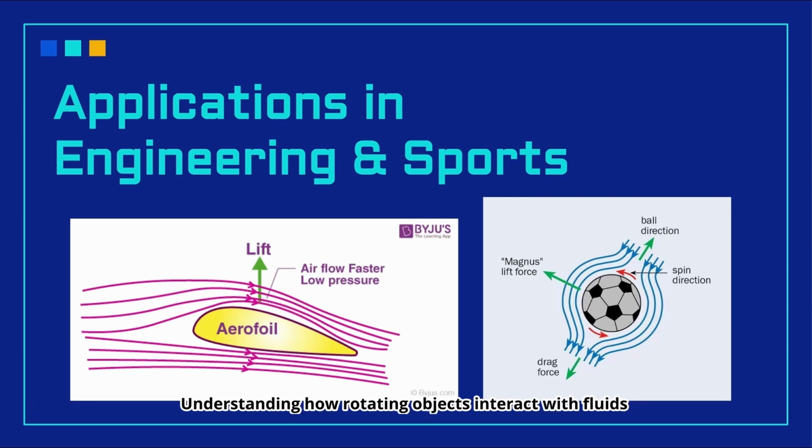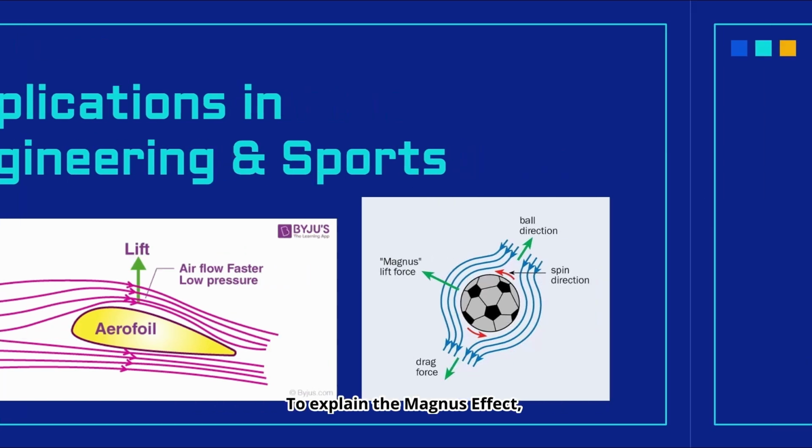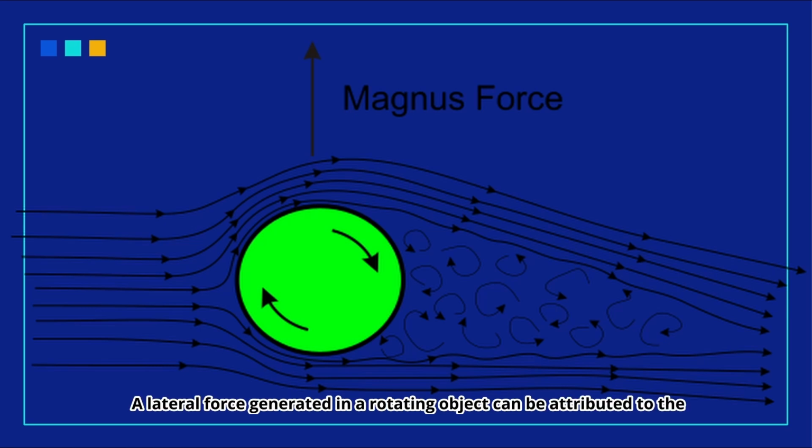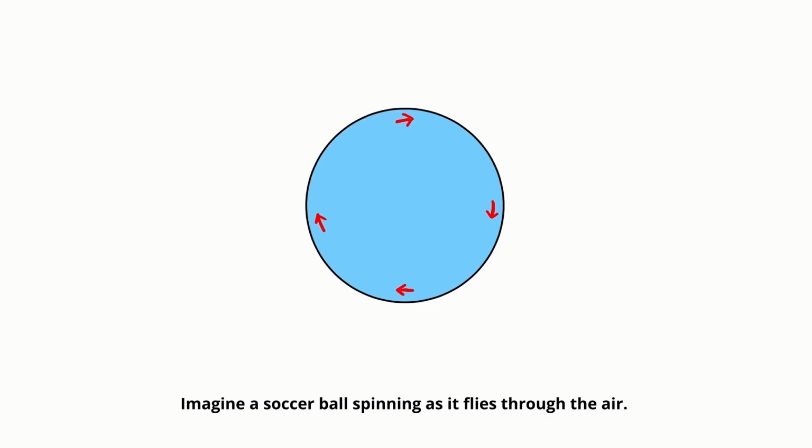Understanding how rotating objects interact with fluids allows for innovations in technology and sport, performing to their fullest potential. To explain the Magnus effect, a lateral force generated on a rotating object can be attributed to the rotational motion of the surrounding fluid driven by the rotating object. Imagine a soccer ball spinning as it flies through the air. The rotation of the ball affects the airflow around it.